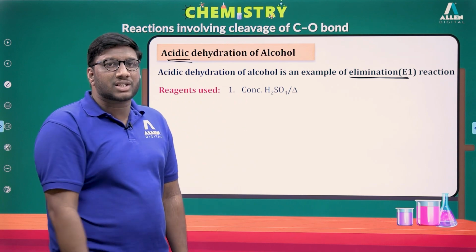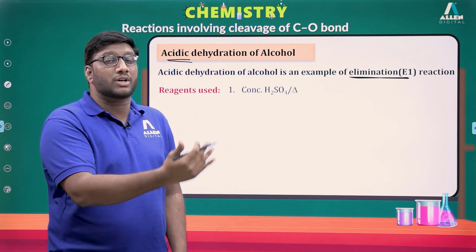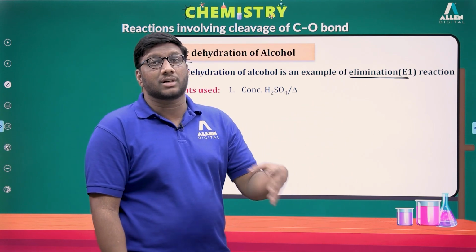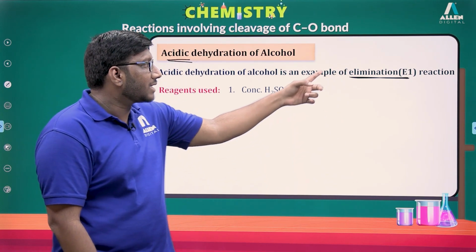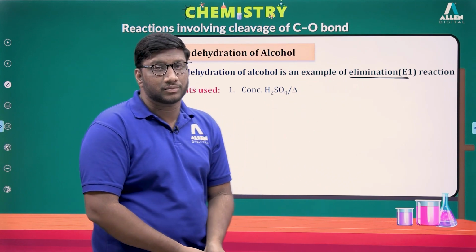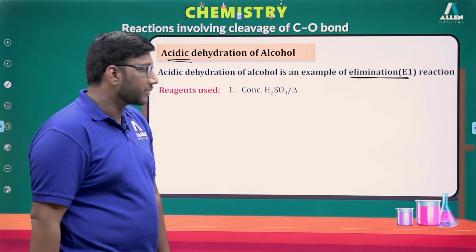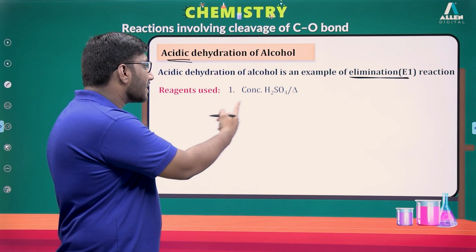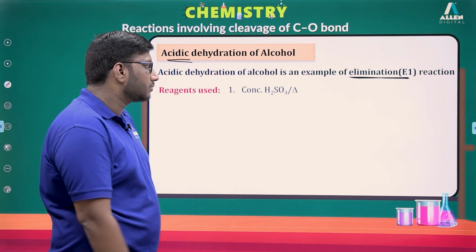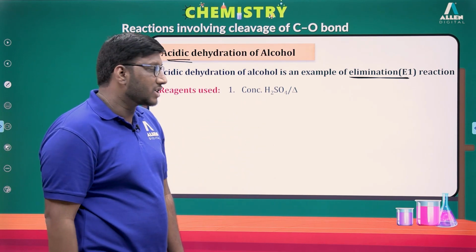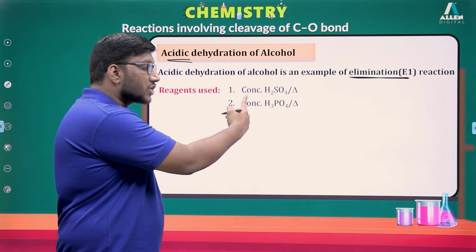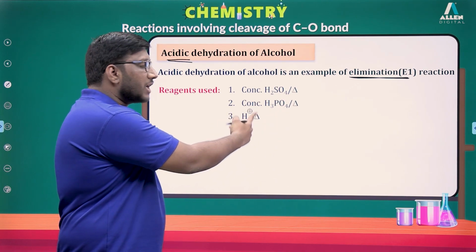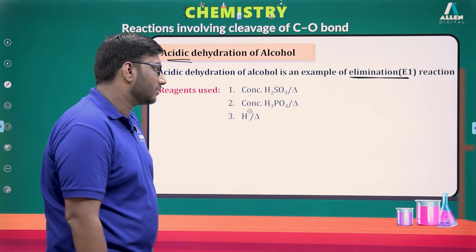Elimination reactions always include cleavage of bonds. That bond cleavage requires more energy. That is why they have to be done at high temperature. So what are the reagents used? We can use reagents like concentrated H2SO4, and high temperature has to be maintained. Concentrated H3PO4, high temperature required for sure. H+ in the presence of high temperature.